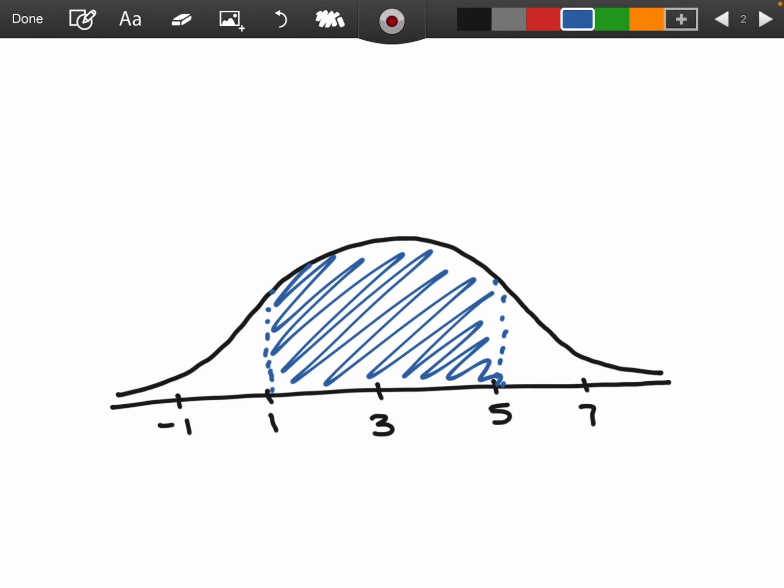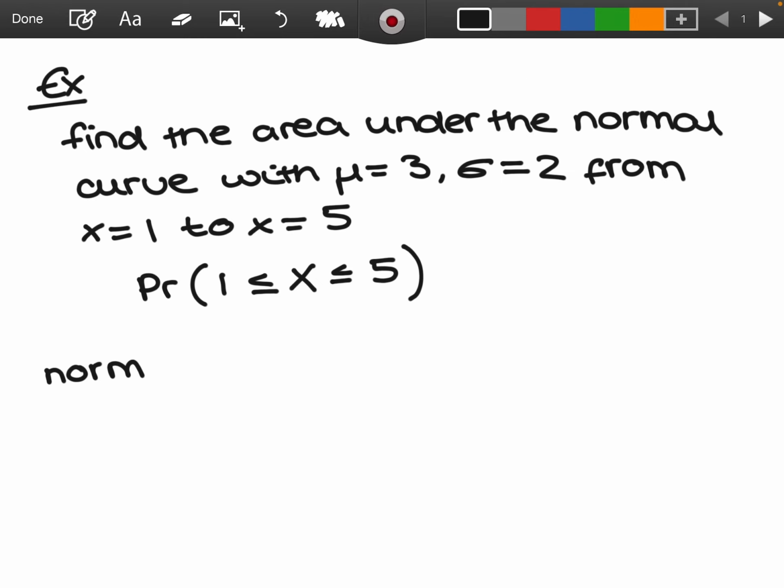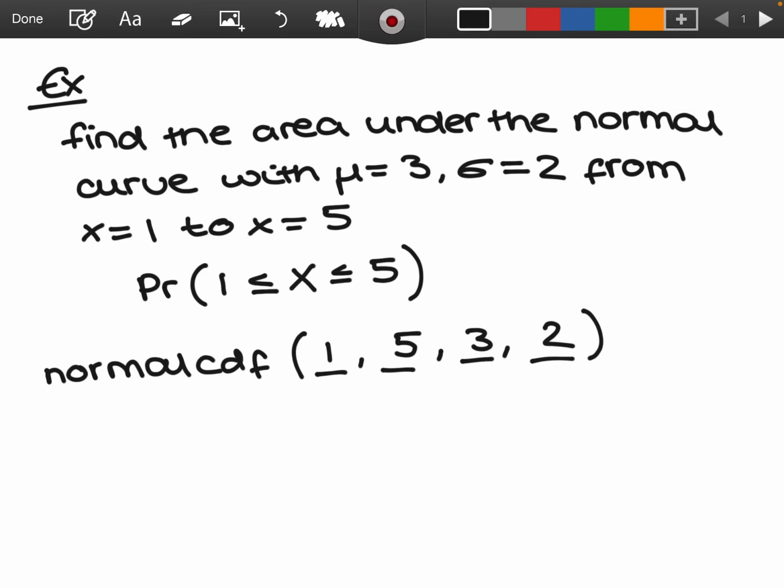Okay, so let's go ahead and find this using our calculator. So we would be looking at normal CDF. It's going to ask you for your lower limit, your upper limit, your mean, and your standard deviation. So it always goes in that order. Lower limit is 1, upper limit is 5, your mean is 3, your standard deviation is 2. So you just go into your second distribution, go to normal CDF, and you can plug those values in.